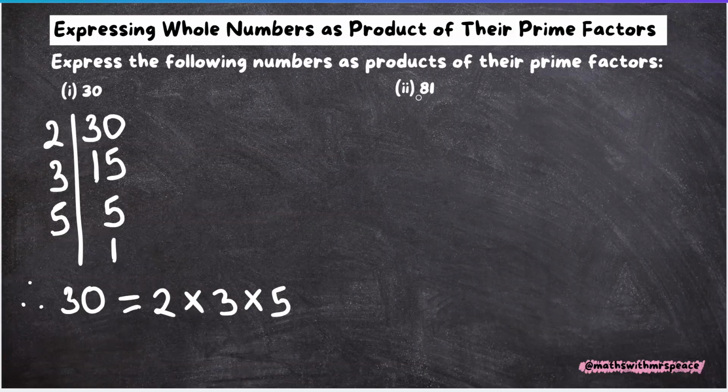Moving on to the second example that we have here, 81. We follow the same process. I'm going to write 81.